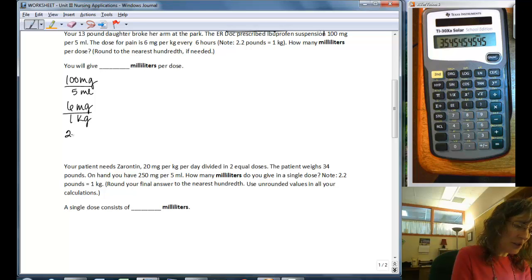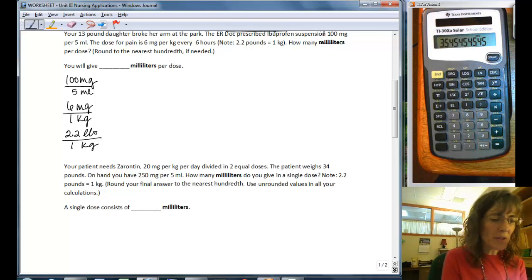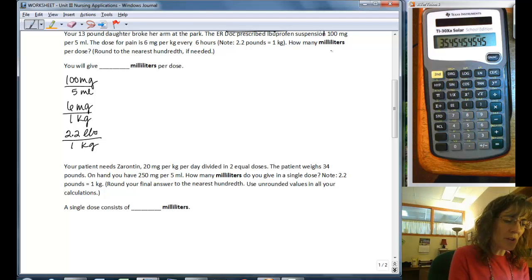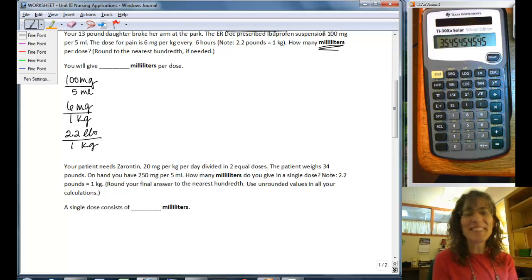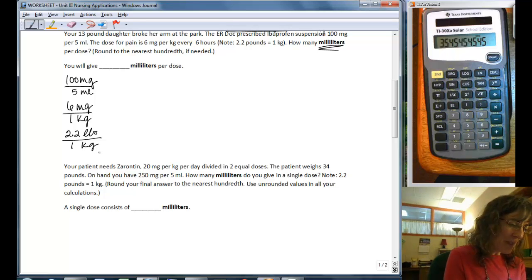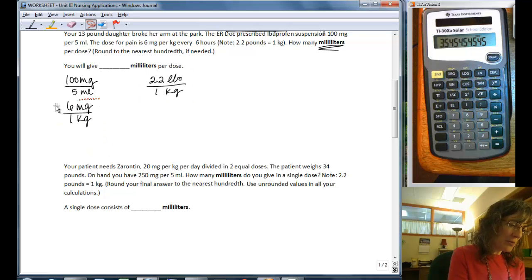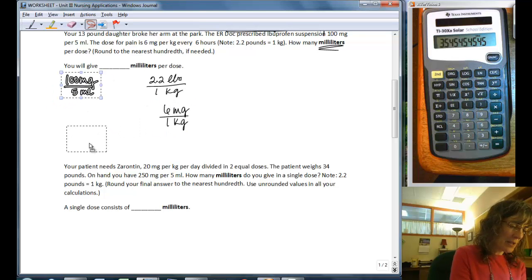milligrams per 5 milliliters. The dose for pain is 6 milligrams per kilogram every 6 hours. And there's another one, 2.2 pounds per 1 kilogram. And this time we want milliliters, so we definitely have to work it all the way out like we did on the last problem. These are all in the wrong order, so I can move them around to try to get them in a better order. And it looks like this one's going to be the very last one that I need.